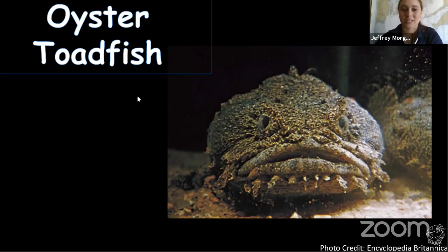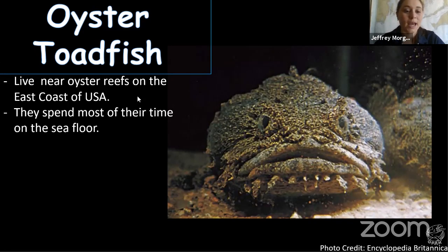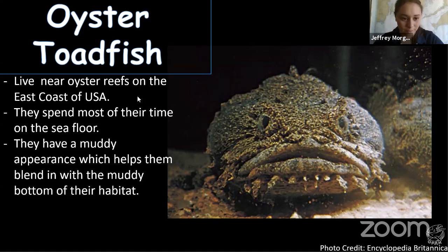This oyster toadfish is probably maybe the ugliest fish you've ever seen. I don't know, I think it's kind of cute. This is my favorite fish in the whole world, and I am so excited to tell you about it. So the oyster toadfish lives mostly in oyster reefs around the east coast of the USA and other places, and they spend most of their time on the sea floor.